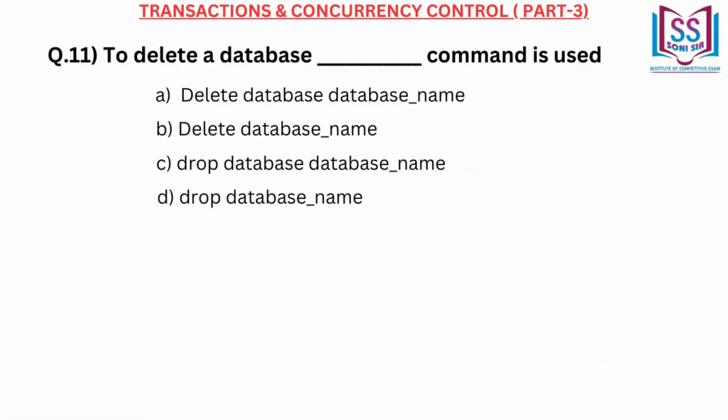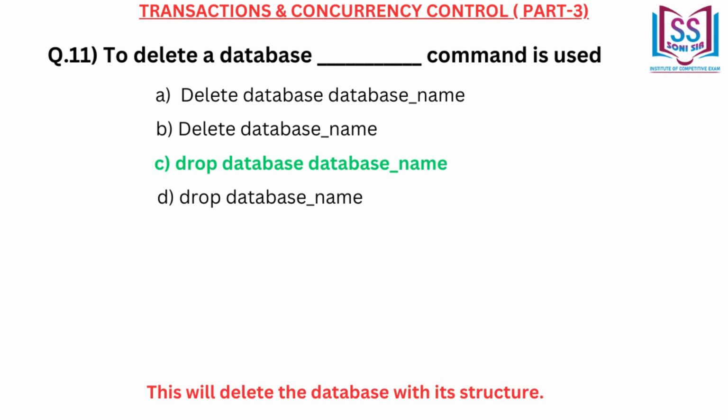To delete a database, dash command is used. A. Delete database_name, B. Delete database_name, C. Drop database_name, D. Drop database_name. Correct answer C. Drop database_name. This will delete the database with its structure.